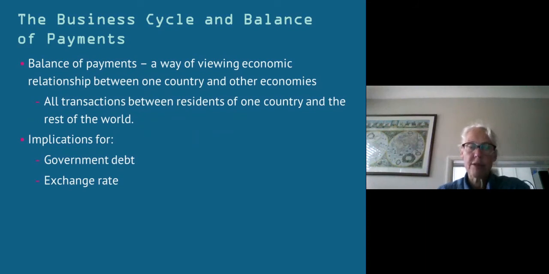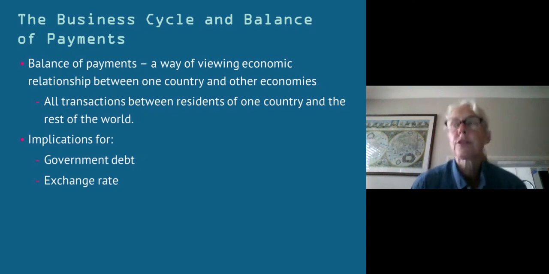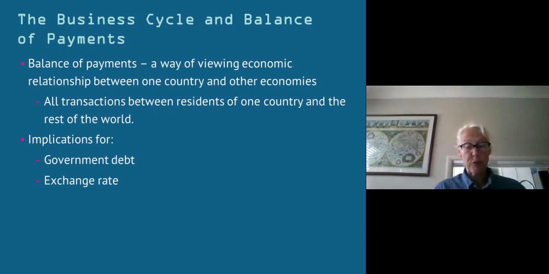And then there's the balance of payments. Now, the balance of payments is a way of one country looking at their economic relationship with other countries predominantly. And it looks at all the transactions between the residents of one country and the rest of the world. And this has quite significant implications for government debt, in other words, how much the government owes other countries. And at the moment, in order to fund some of the economic support mechanisms, the government has had to go into further debt. And it also has implications for the exchange rate.